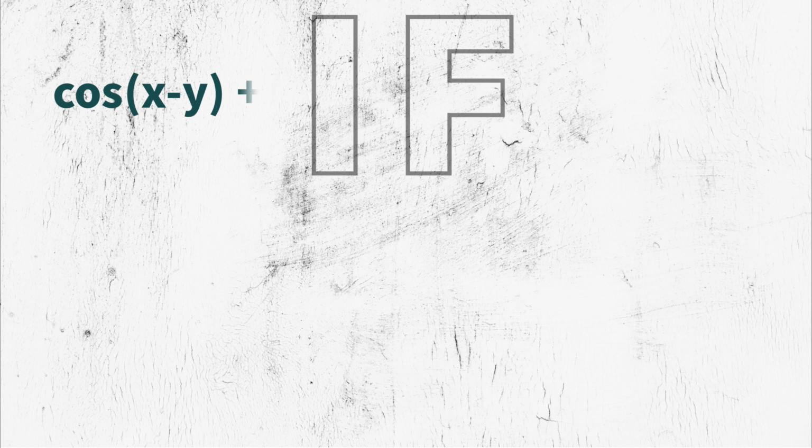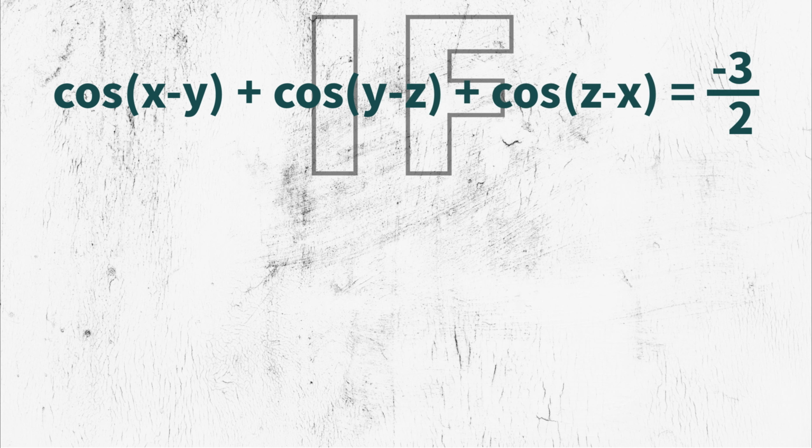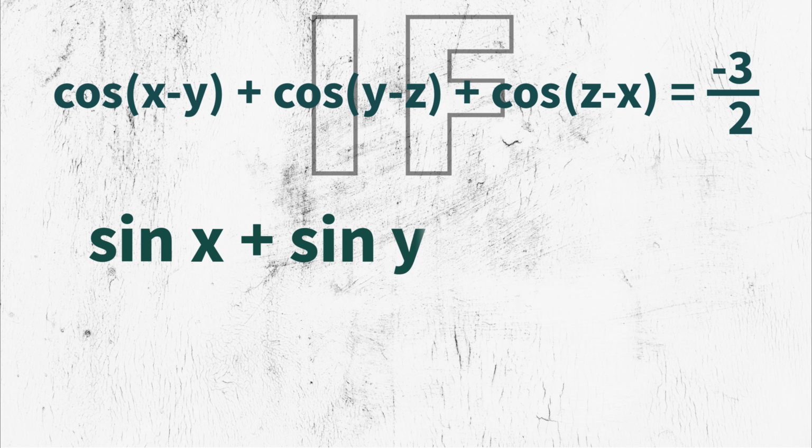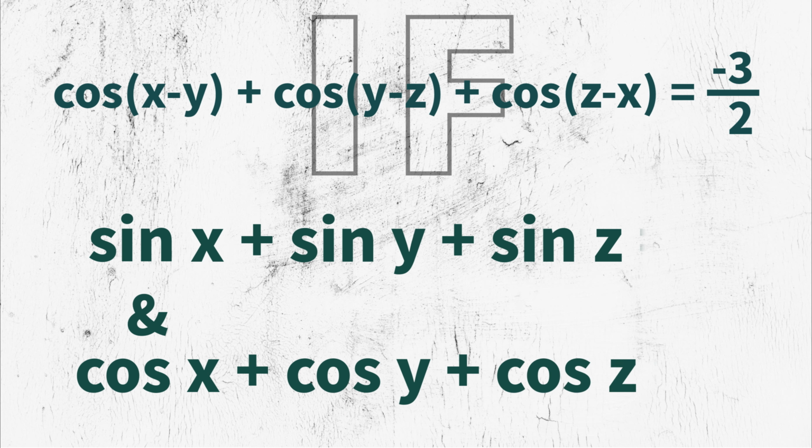The problem is, if cos(x minus y) plus cos(y minus z) plus cos(z minus x) equals minus 3 by 2, then you have to prove that sin x plus sin y plus sin z equals cos x plus cos y plus cos z equals 0.